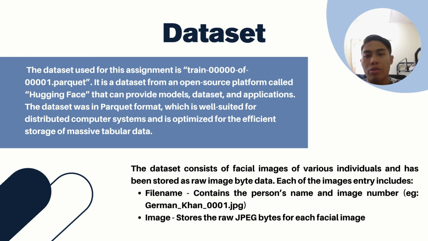In this assignment, we also use a dataset from an open source platform called Hugging Face that provides models, datasets, and applications. The dataset was in Parquet format, which is well suited for distributed computer systems and is optimized for the efficient storage of massive tabular data. The dataset consists of facial images of various individuals and has been stored as raw image byte data. Each image entry includes a file name, which contains the person's name and image number, and an image, which is the raw JPEG bytes for each facial image.